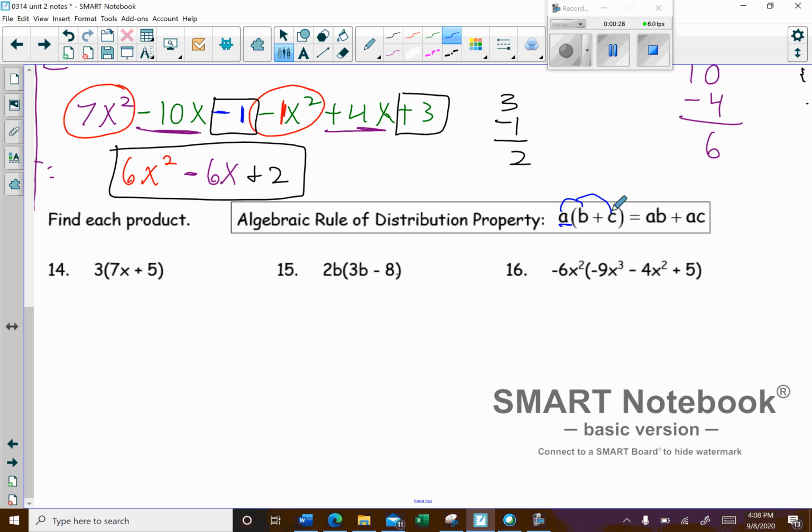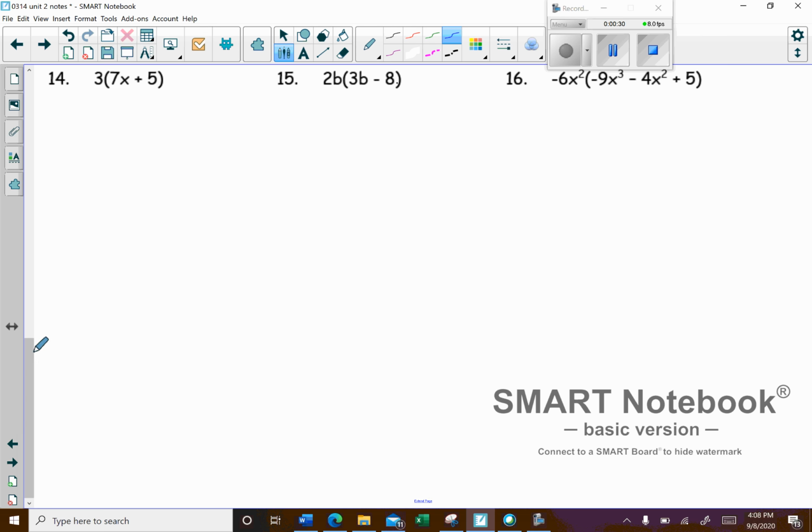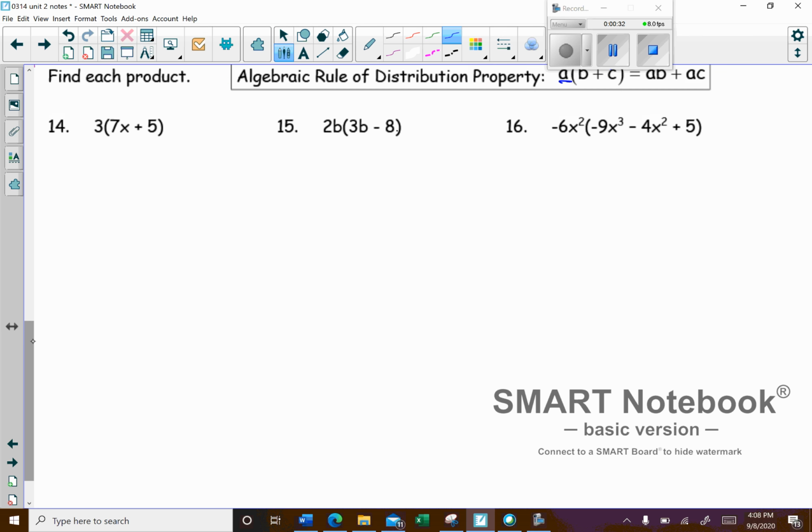So this first one, pretty basic. You've probably done some already similar to this in our first unit. So we're going to go ahead and distribute the 3. So 3 times 7 times x, because remember that's 7 times x. So you can do the 3 times 7, which is 21, and then times x, we'll just leave it right there, times x, right? And then plus 3 times 5 is 15. That's it. There you go.